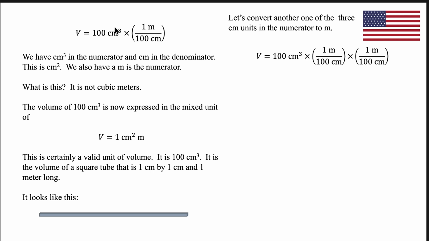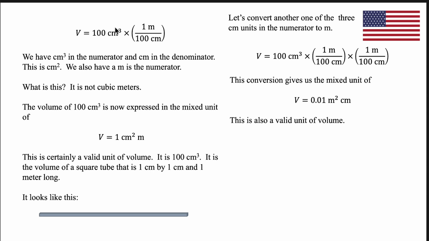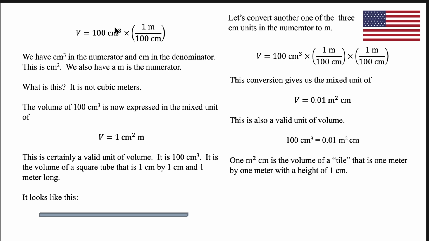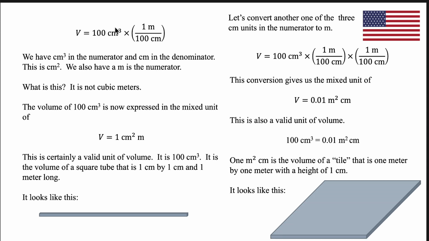Now let's do another one. Another one of the units. What's this? The number is 0.01 because we have 2 100s in the bottom and 1 in the top. And the mixed unit now is 0.01 meters squared centimeters. That's 100 cc's. Same volume. 100 cubic centimeters is 0.01 meters squared centimeters. It's like a tile, a meter by a meter with a height of 1 centimeter. Looks like this. That is 1 meter squared centimeter. That's what the volume of that tile is.